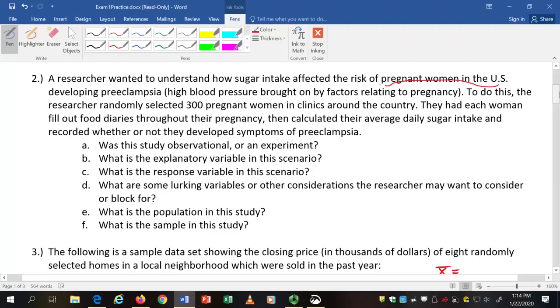That's the population. The sample, though, is just what? This is like the 300. Yes, it's the 300 they actually observed. So the population is the big group they're probably interested in, and the sample is the small group they actually observe data from.